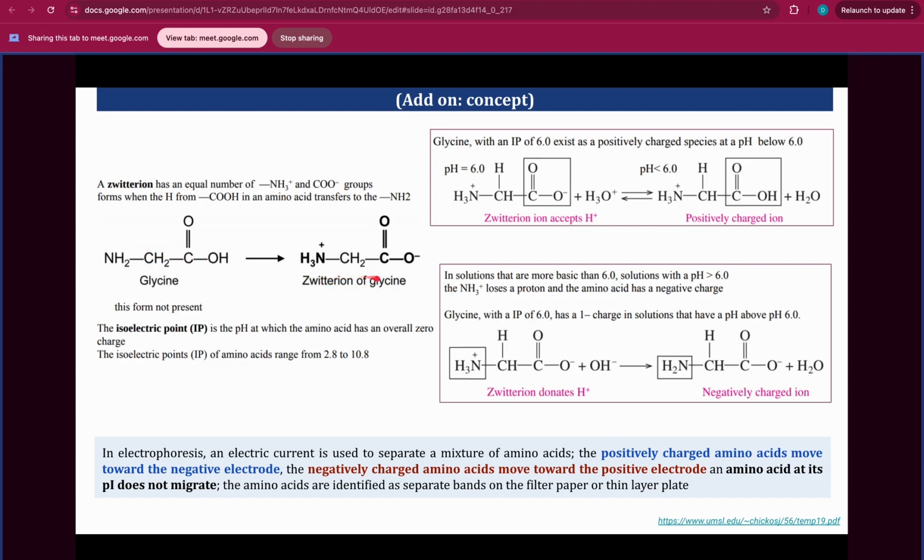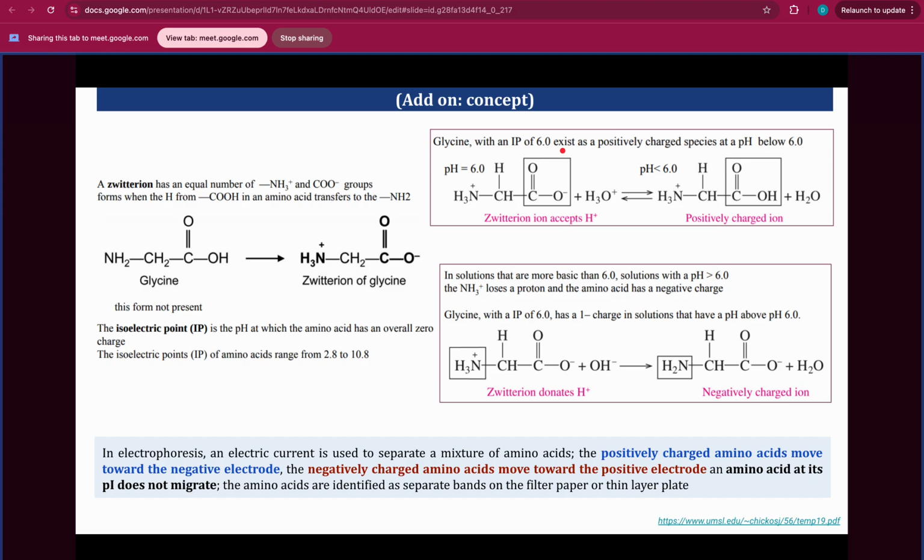They can exist in the Zwitter ion form depending on the pH of the solution where they are present. In our body, different cells have different pH, and different organelles present in the cell have different pH. In that way, amino acids can have different charges, and the isoelectric point is the pH at which these amino acids have overall 0 charge. If we talk about amino acids, their isoelectric points can range from 2.8 to 10.8. In this case, I am taking the example of glycine. It is mentioned that glycine has its isoelectric point at 6.